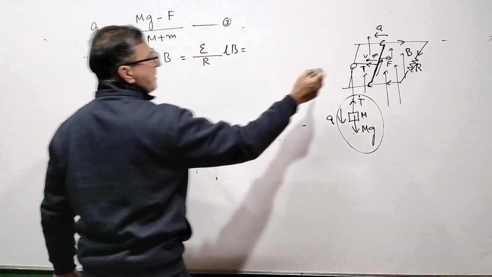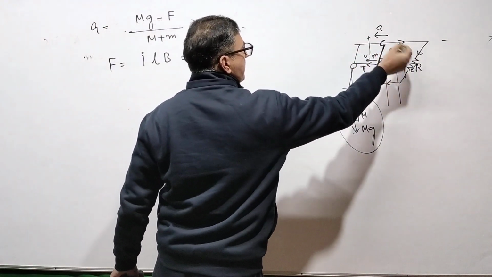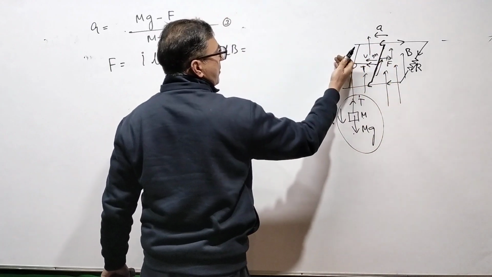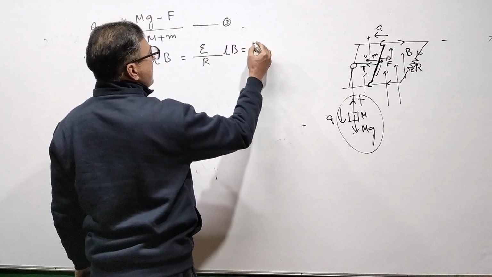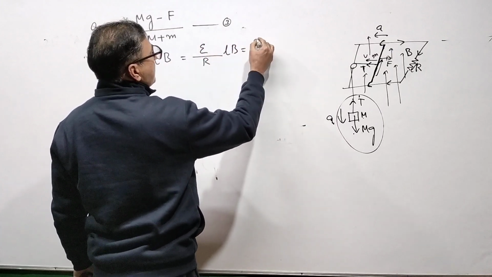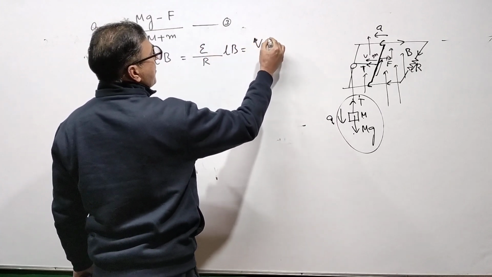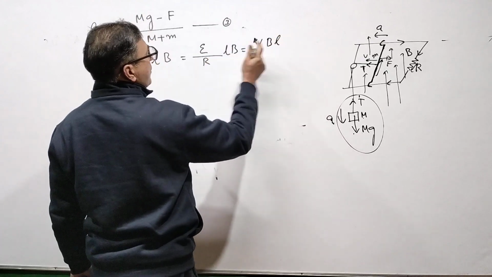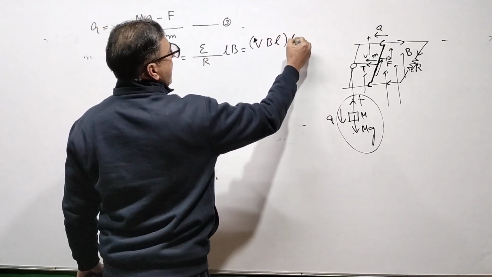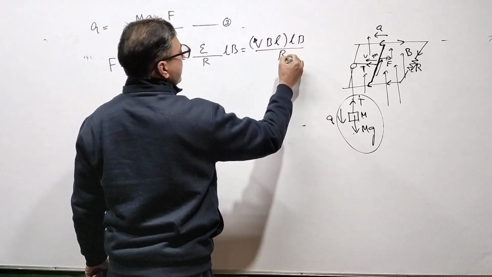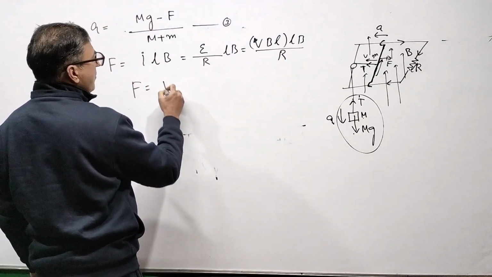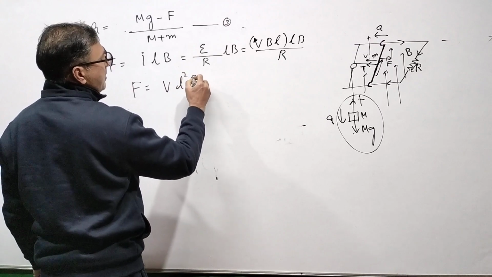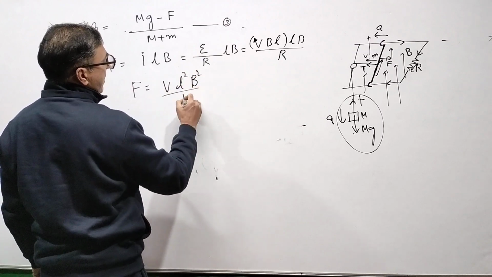What is induced EMF in this circuit? When the magnetic flux changes because of the slider going forward, that is the induced EMF. That is VBL, that is what we know, into again LB by R. So force is equal to VL square B square by R.